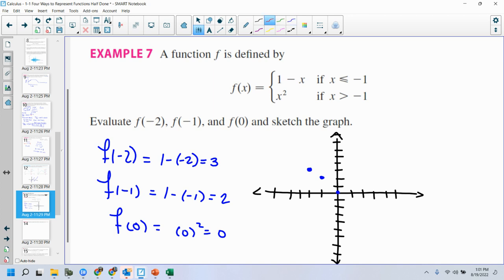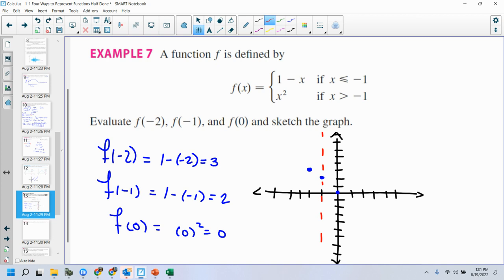Where the domain flips. So I like to put in a dotted line. I'll erase that when I'm all done, but that's my barrier. I put that dotted line where the domain changes, where that threshold is.